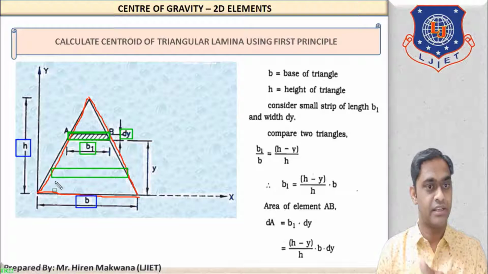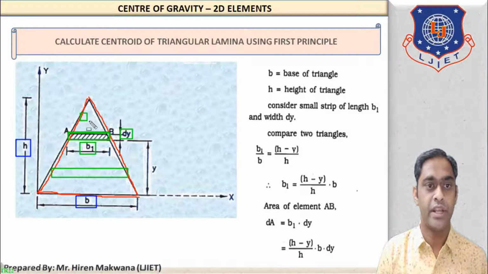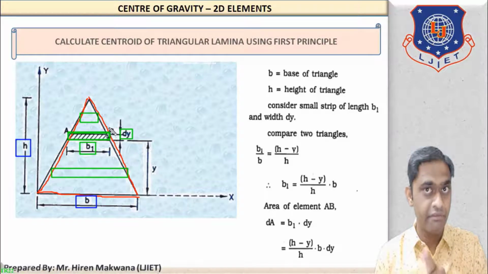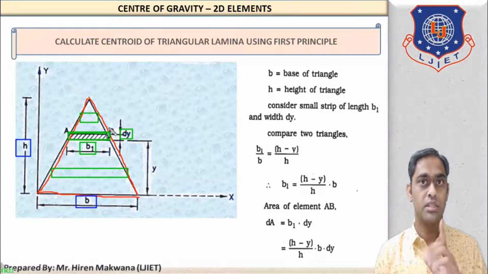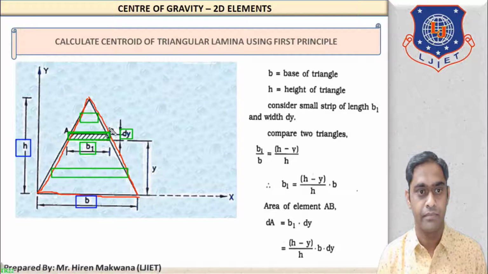Then B1 will be increasing. You can see this B1 strip width will be increasing. What happens if you take the strip somewhere over here? Then B1 will be decreasing. It means the strip width B1 is variable. So this is not valid. So first of all, we have to fix the value of B1.